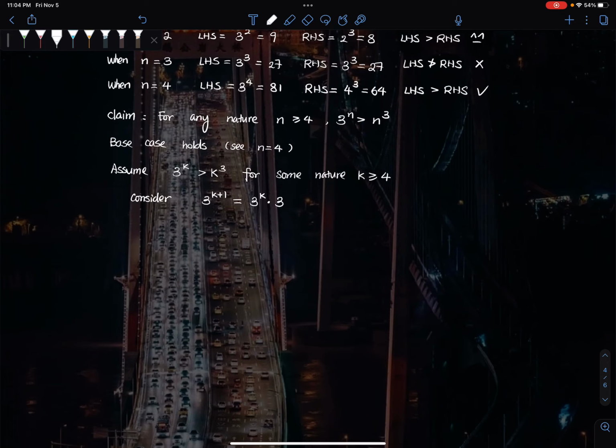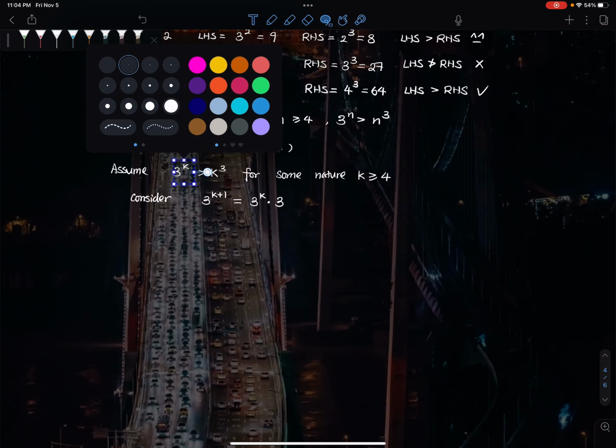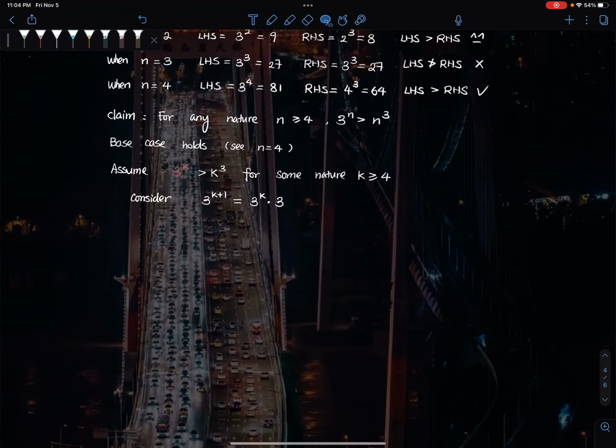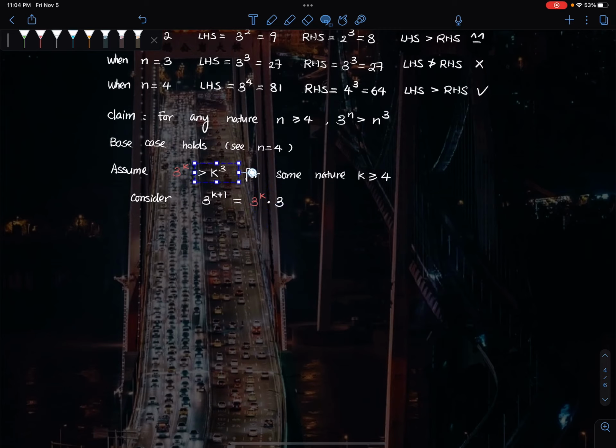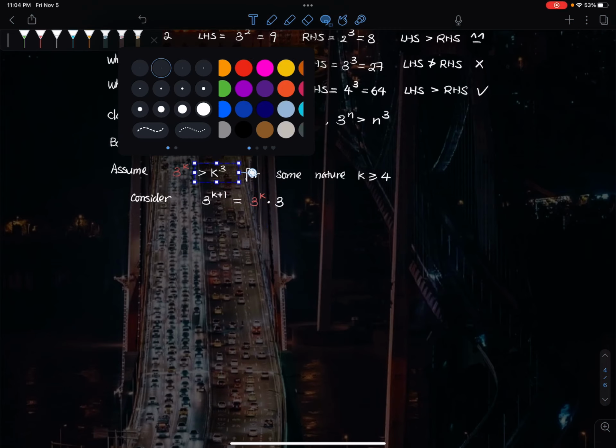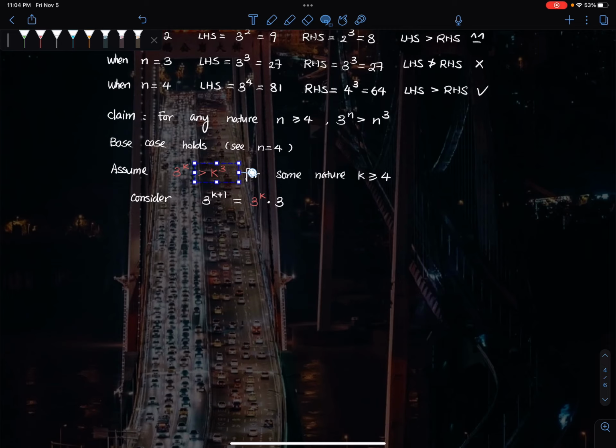So I have my IH here. This is my IH. So what I'm going to do is use it. I know my IH is greater than k cubed. What does that mean? That means my whole thing is greater than 3 times k cubed.